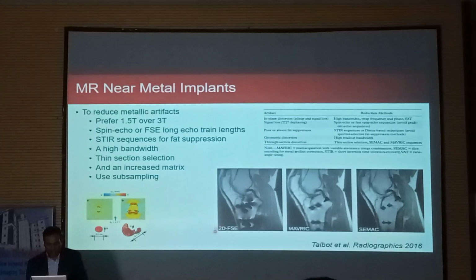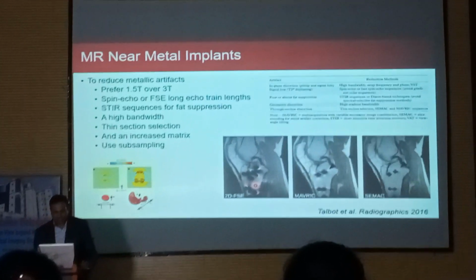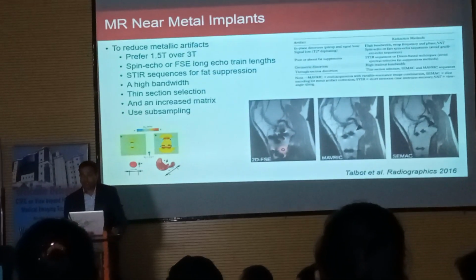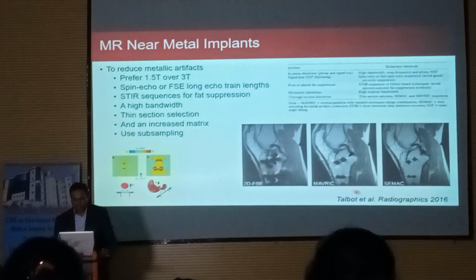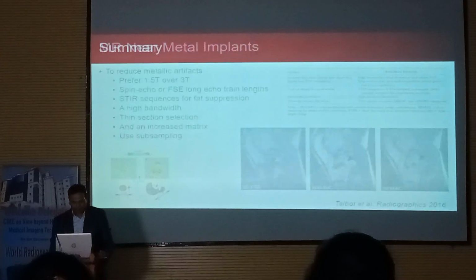So here this is an image where you can see the patient has a screw. On 2D FSE, fast spin echo, you can see a lot of artifacts. However, if you use the CNET sequence, you can get rid of those.